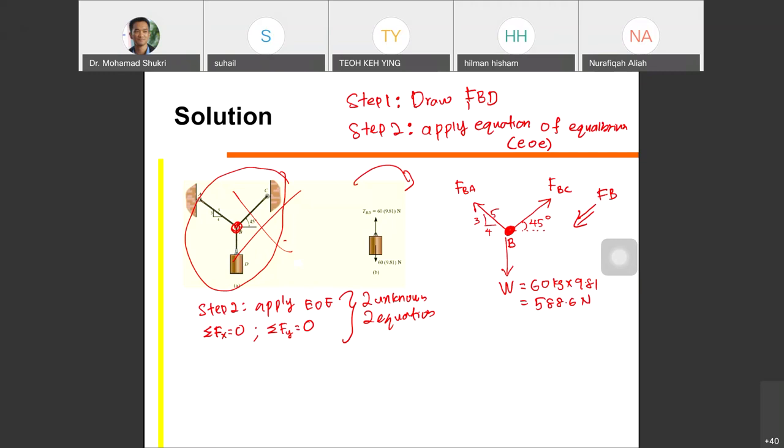You have summation of Fx equals zero. So you have FBC cos 45 in the x direction, minus FBA, for the x direction you have 4 times 4 over 5, equals 0. So this is equation number 1.